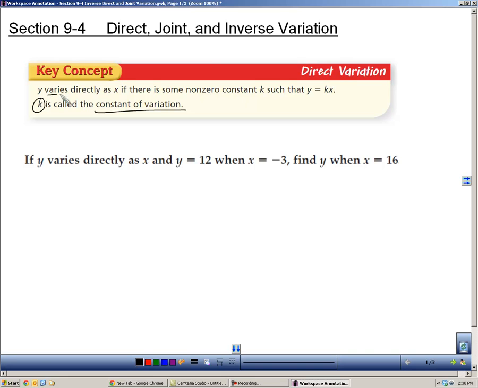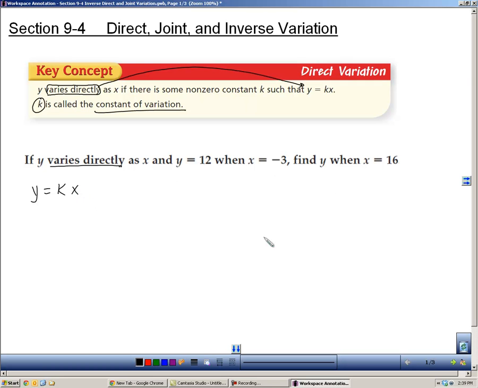When you see the words varies directly, you want to create an equation that looks like this: y equals kx. That's called a direct variation, with the k being the constant. So let's see how we can use that. Come down here, we see the words y varies directly as x. When you see that, you know you're going to have y equaling the constant times x.